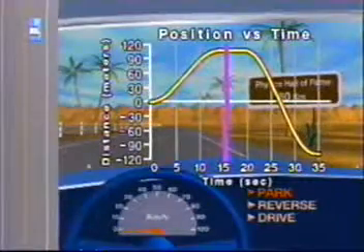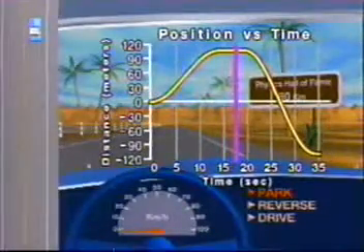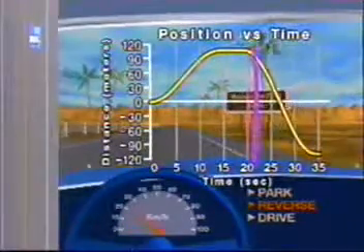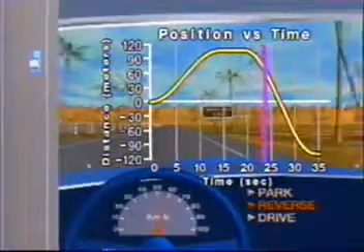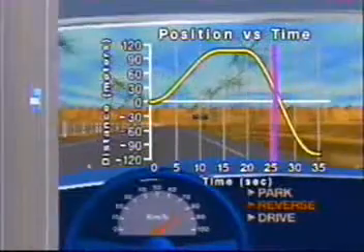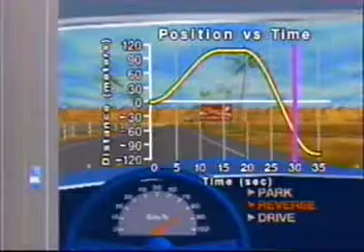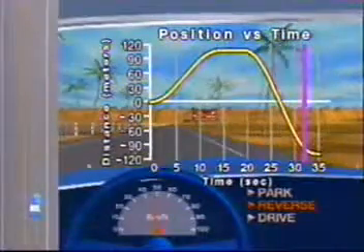With the car at rest, its position from the origin does not change and the curve remains flat. When the car accelerates in the reverse direction, the curve takes on an increasingly negative slope. As the car travels past its starting point, it takes on a negative displacement.